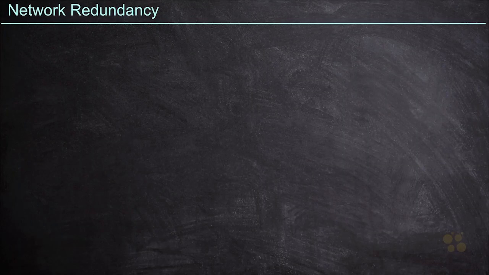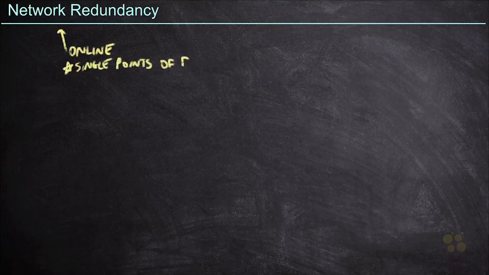The key to network redundancy is identifying the fact that what we're trying to do is keep the network online, which sounds obvious, but how do we do that? How do we go about creating a redundant network architecture? And one of the fundamental concepts of network redundancy is going to be identifying single points of failure in our network. And this might be trickier than we think.